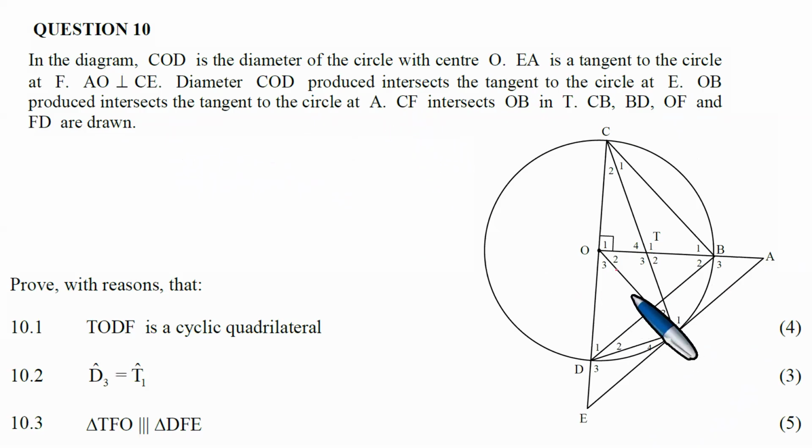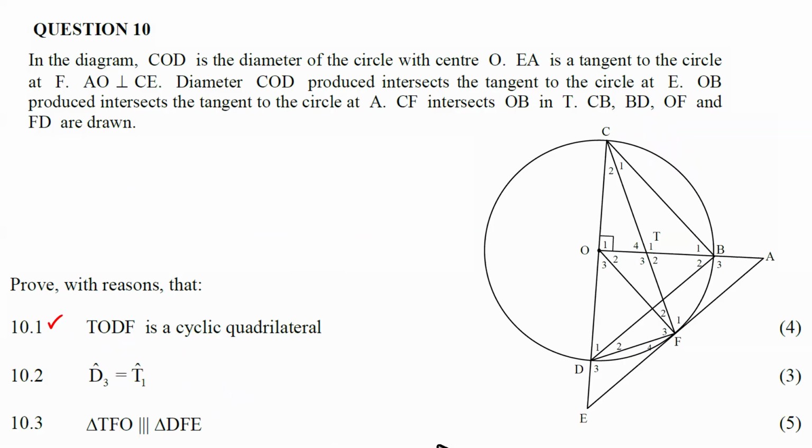So when you look at OB produced, it means OB is a straight line. Now CF intersects OB in T. CB, BD, OF and FD are drawn. Prove with reasons that TODF is a cyclic quadrilateral.